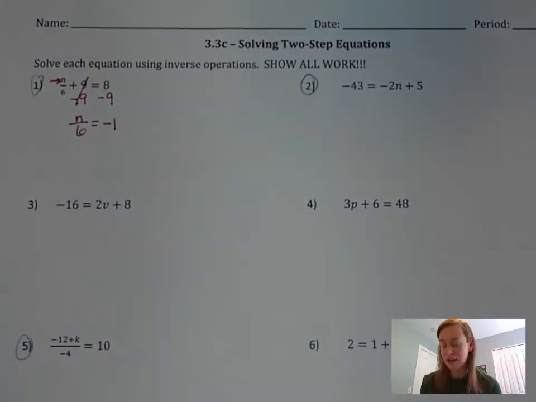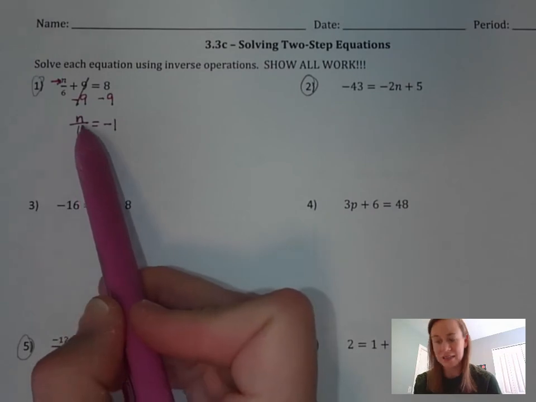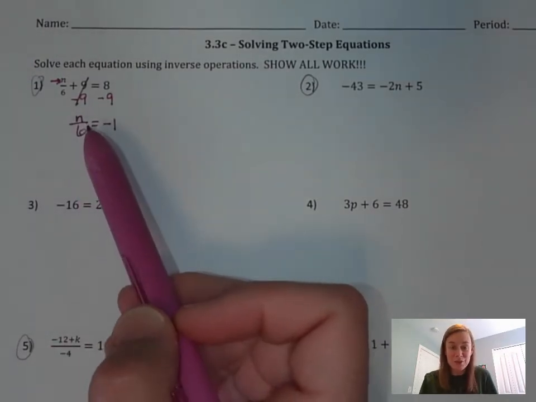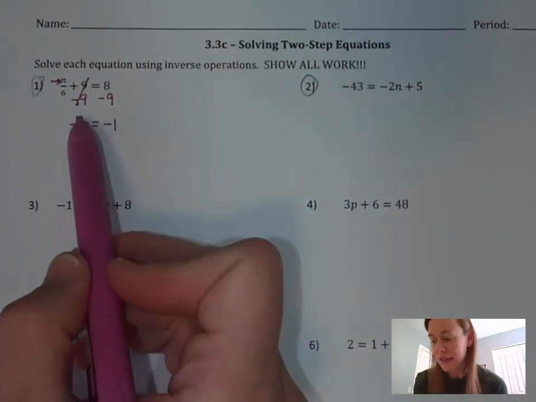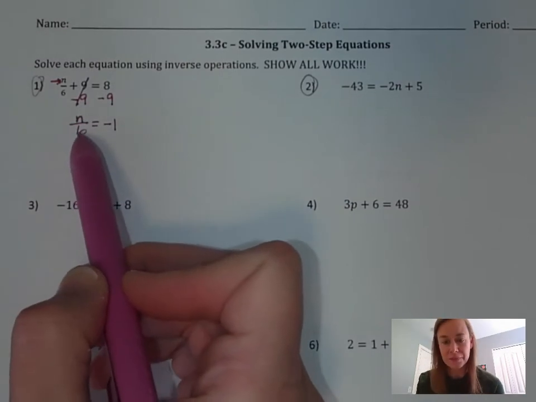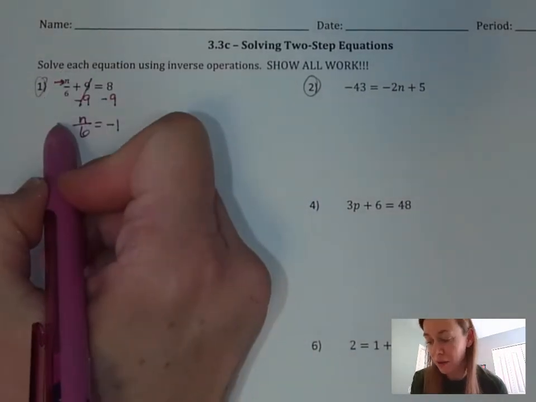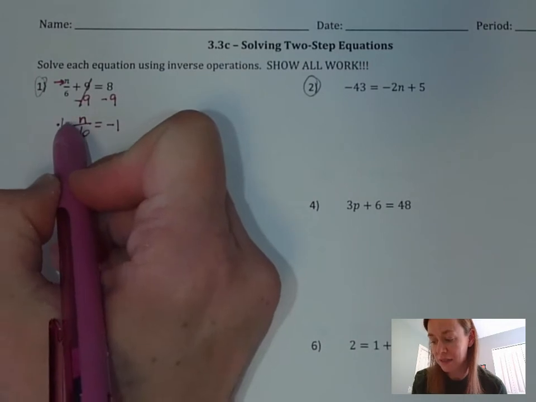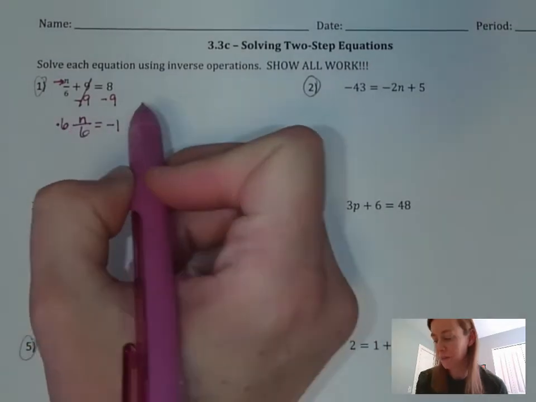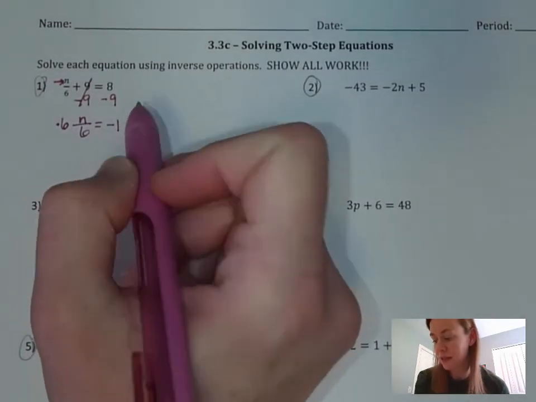Okay, so now the only thing I have to get rid of is the 6, and then the n will be totally by itself, which is what we want, right? So if n is being divided by 6, I need to do the opposite of division, which is multiplication. So we're going to multiply by the number we want to get rid of, and that's a 6. So I'm going to do times 6 on this side and times 6 on that side.